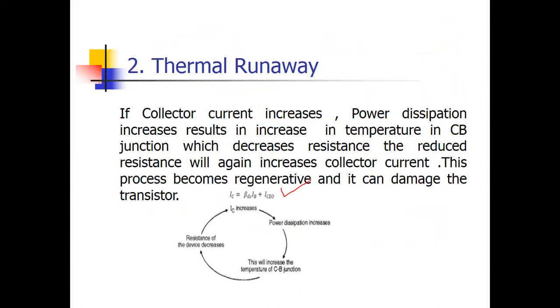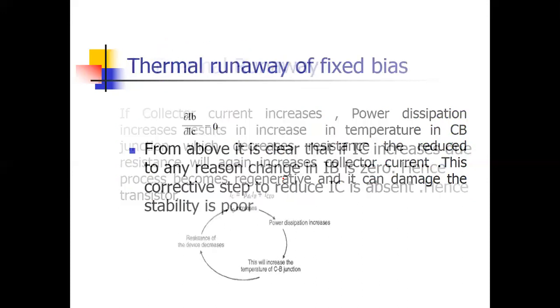If by any means the temperature increases, leakage current increases, collector current increases, power dissipation increases, again temperature increases, again current increases, again power dissipation increases, and it goes on again and again. Then more heat will be there, and ultimately after some time it can damage the transistor. So we should avoid it; there should be no thermal runaway. In fixed bias, there is a possibility of thermal runaway.